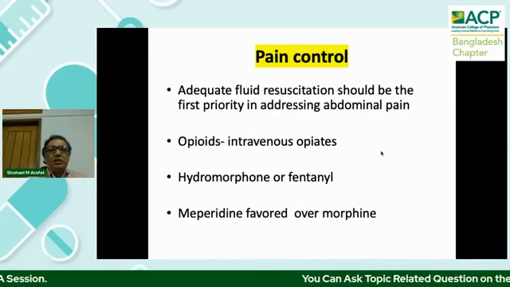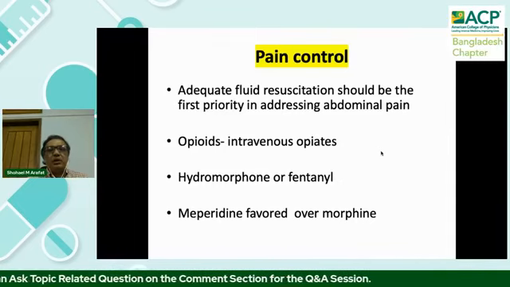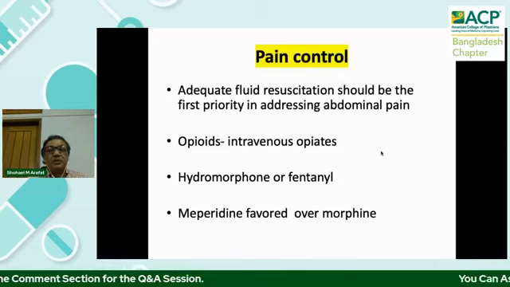Regarding pain control, pain is another important topic. I have seen in the picture the patient is really fighting for his pain. This sort of patient will need very aggressive pain management.